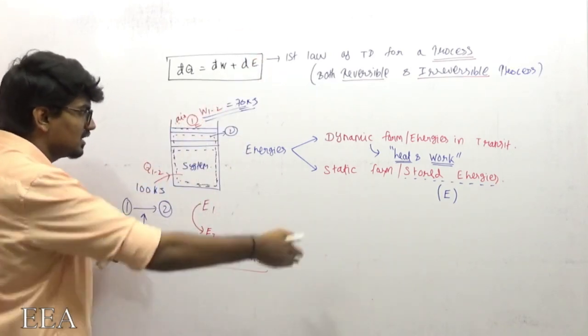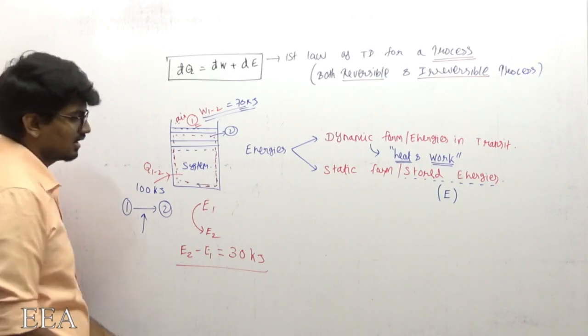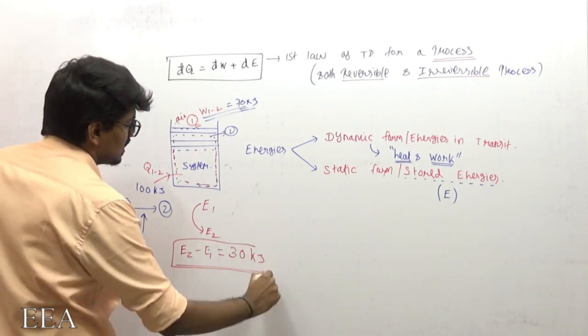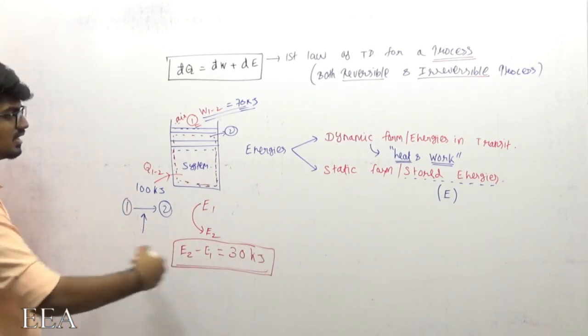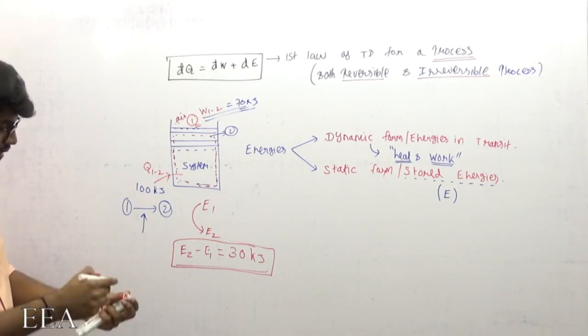Where does the 30 go? The 30 is going to get stored in the system, and that is nothing but the change in this particular energy, the stored energy. So now I hope you have understood.